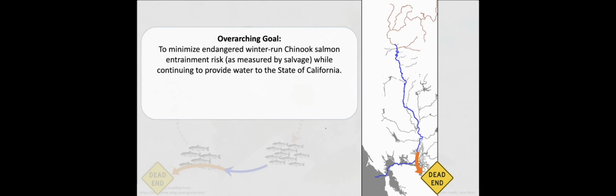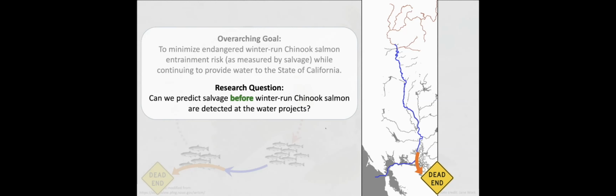The overarching goal of the project I'm going to talk about today is to minimize endangered winter run Chinook salmon entrainment risk, and we're measuring entrainment risk by detection in salvage, while continuing to provide water to the state of California. The specific question we're trying to test is, can we predict salvage before winter run Chinook salmon ever are detected at the water projects?